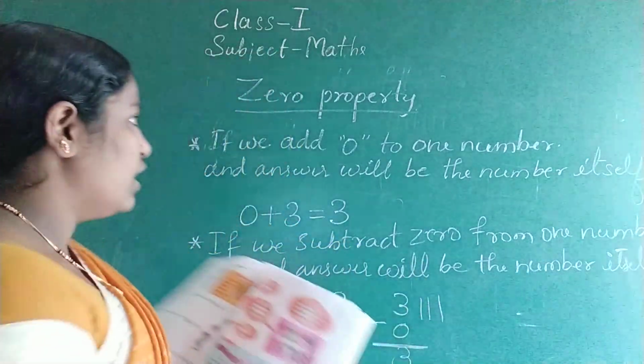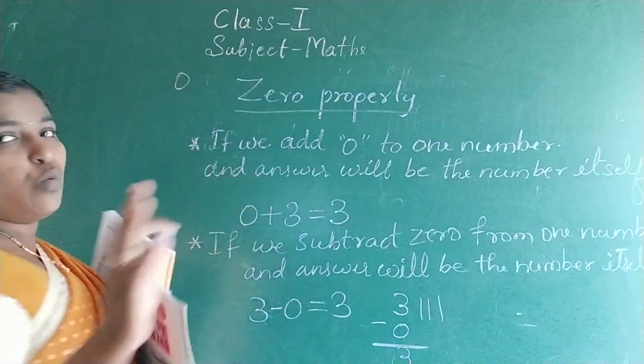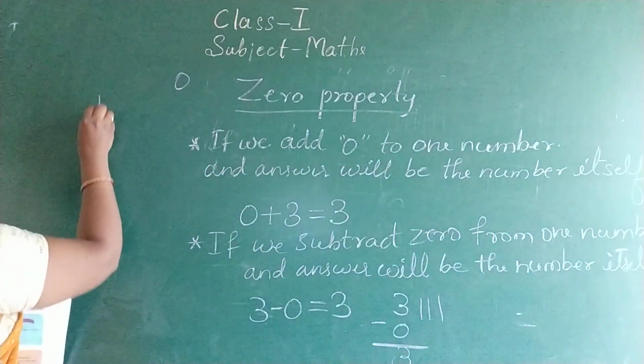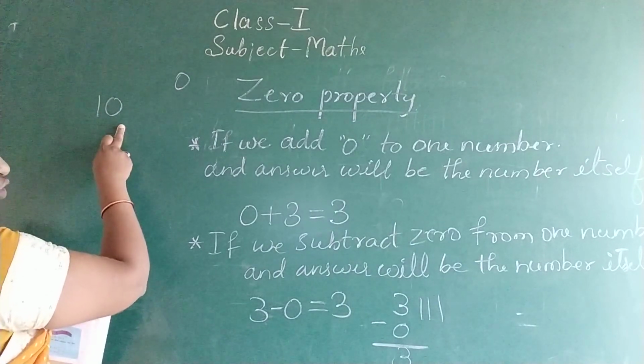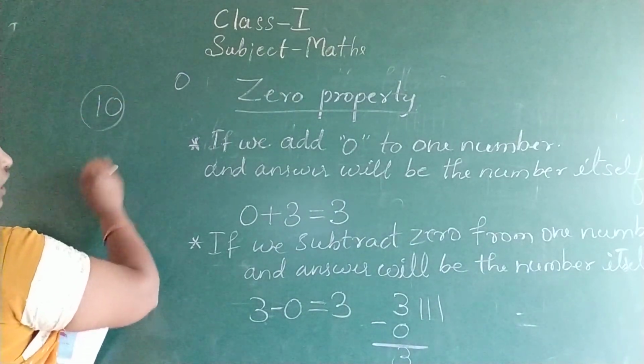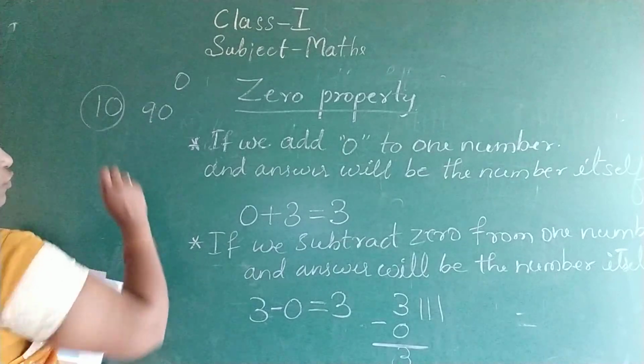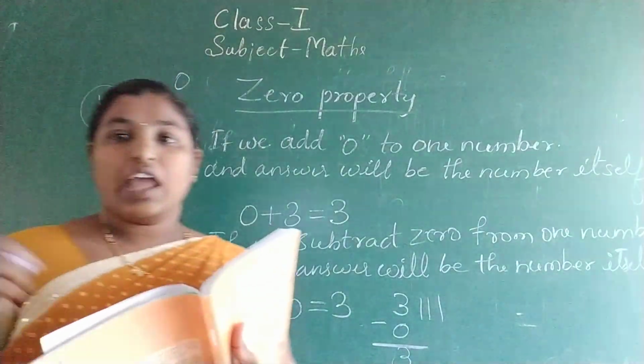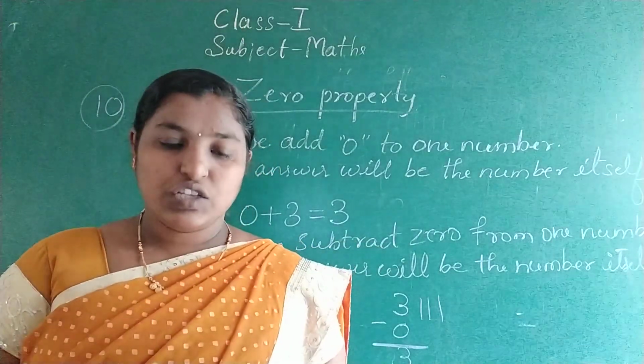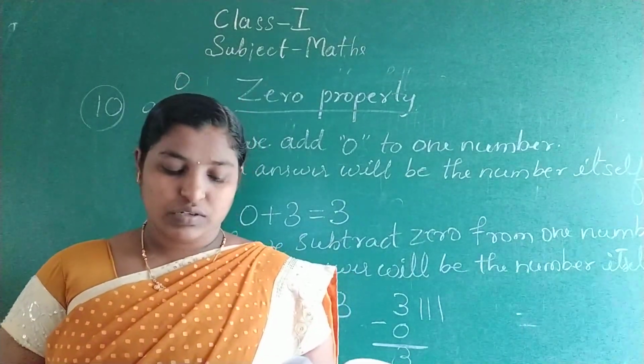I'll show you. If I write this 0 alone, no value. Suppose in front of 1 I write 0, it will get meaning. If I write it after 9, making 90, it will get the highest value. So the 0 is feeling very proud.